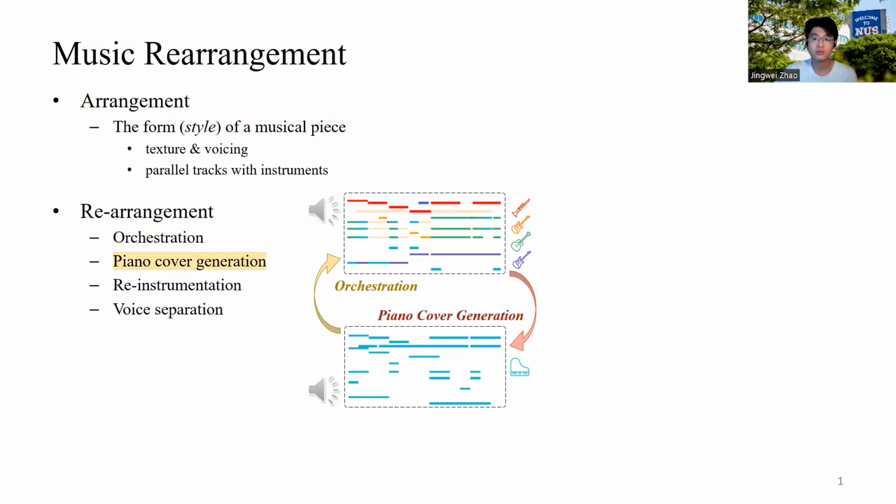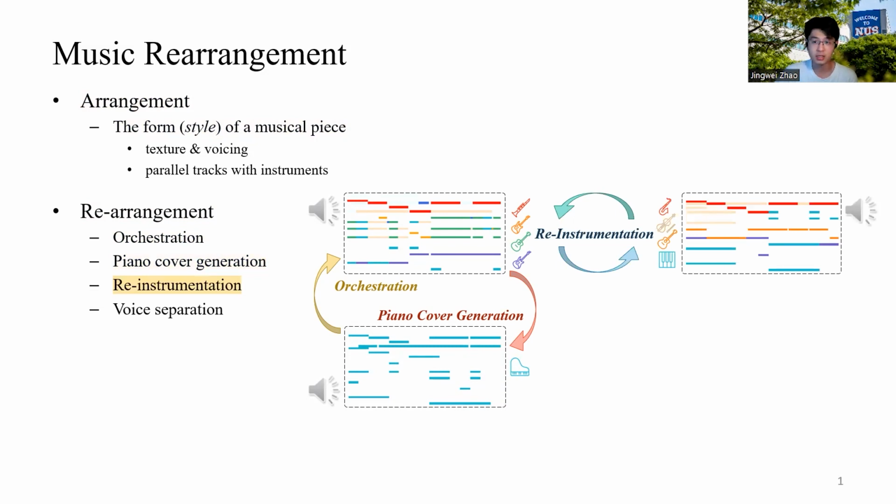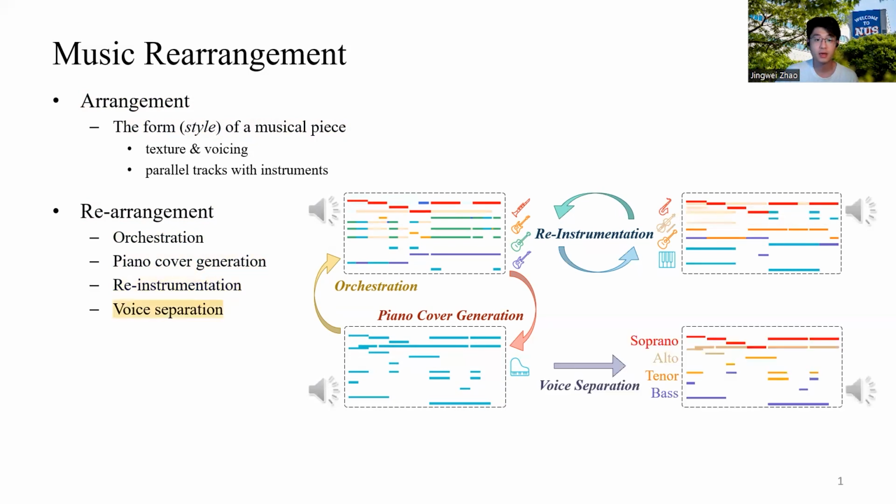And the opposite direction would be piano cover generation, which is also a rearrangement task. Apart from that, we also have re-instrumentation, using different instruments and tracks. Last but not least, we have voice separation, which rearranges a piece into a preset ensemble format, such as Bach chorales in 4 voices.